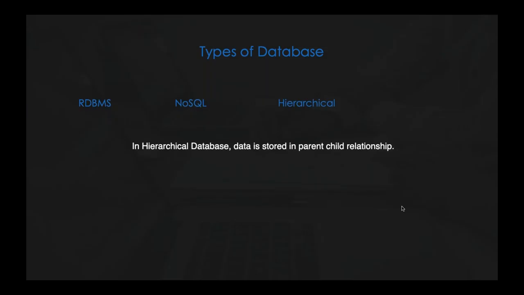Then we have a hierarchical database system, in which data is stored in a parent-child relationship. A fixed data store is available, and based on this data, another form of database is created, so it's more of a hierarchical way. And then we have the flat file type of database. There is no particular structure available, and data is stored in a uniform form called a flat file. It can be in JSON format, a CSV file, or an XML file, whatever it is, you can store data in this kind of flat file.